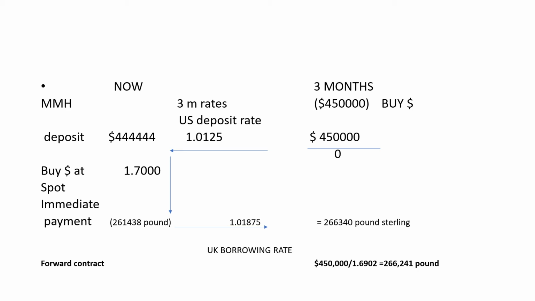But in reality this difference is due to the rounding figures we are using, because when we use the US deposit rate, we have the interest rate in points, and then at another time when we are borrowing, we have another interest rate. So we are using rounding figures. So this difference is due to the rounding figures, whereas in reality, when we apply the interest rate parity theory, there will be no difference between using a money market hedge or a forward contract.